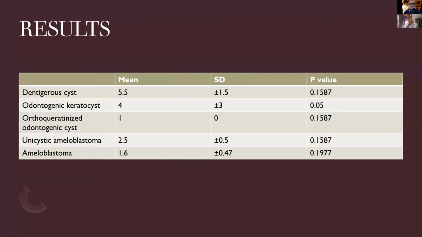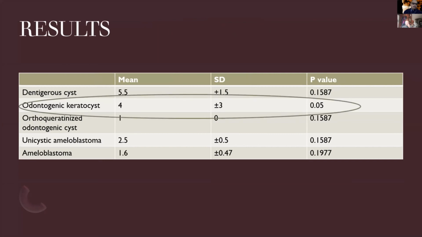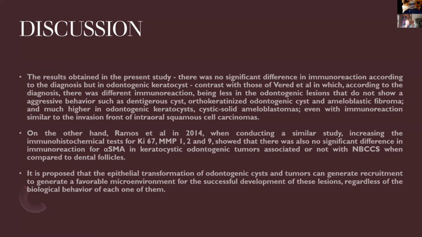And the mean and the standard deviation show that only the odontogenic keratocyst has a p-value which is statistically significant. Well, these results showed that there was no significant difference according to the diagnosis, only in odontogenic keratocysts.